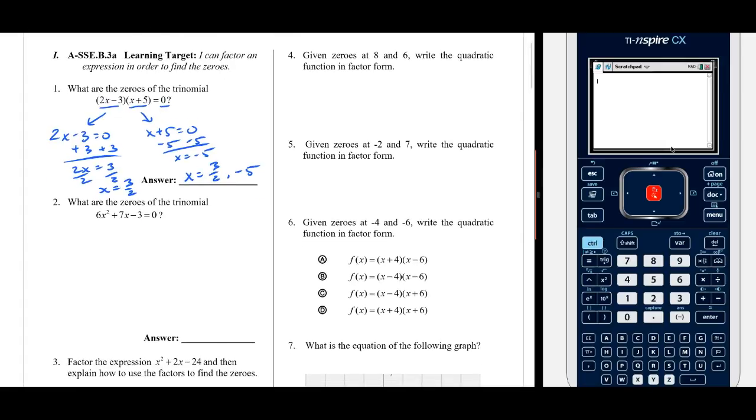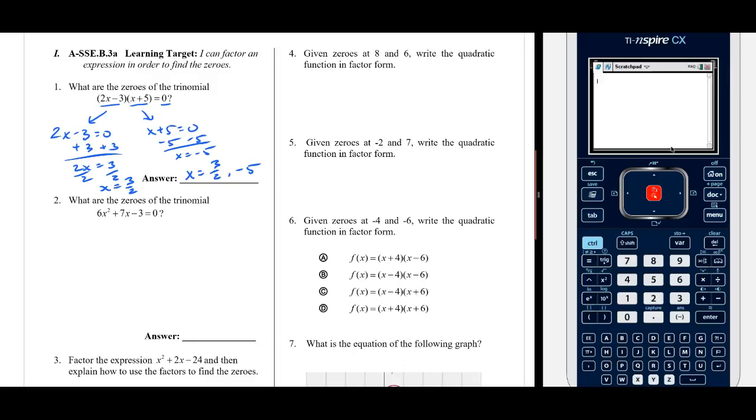Number 2, a little bit trickier. It's still a quadratic, obviously, because it's x squared. But this one is not in factored form. So the first thing I need to do is either factor it, or maybe I can try to graph it and get the solutions. If we factor it, what we did in class was we made the big X. At the top of the big X, we did the A term times the C term, so that's negative 18. And the bottom was the B term, 7.